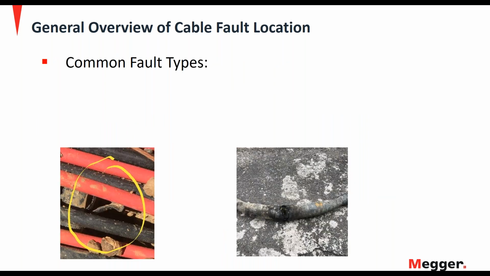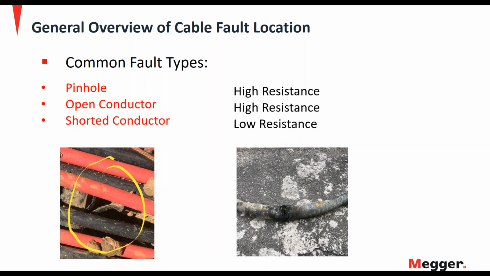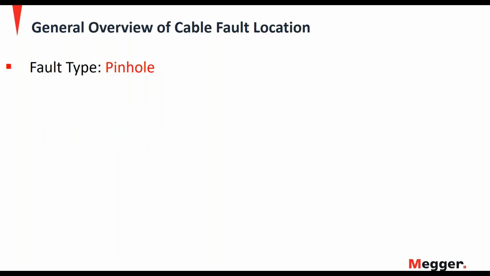So some common fault types. In very basic terms, we could have a pinhole fault, an open conductor, or a shorted conductor. And again, in very basic terms, we can break these apart into high resistance faults or low resistance faults. If we dive in just a little bit on the pinhole fault, this is a very common way that a medium voltage cable can fail.